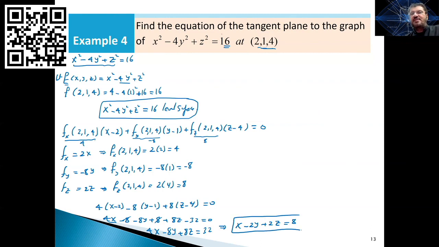This is the scalar equation of the plane. So I consider that this is my f of x, y, z. I took it, and then I differentiate with respect to x, y, z, plug the point in it, and put it in the equation, and I got the value.